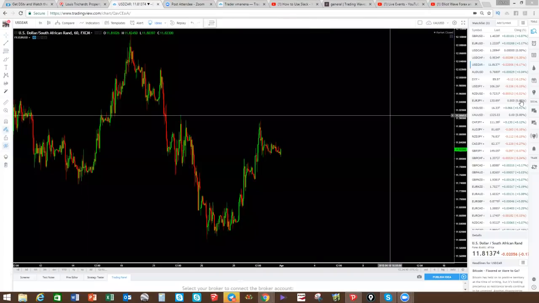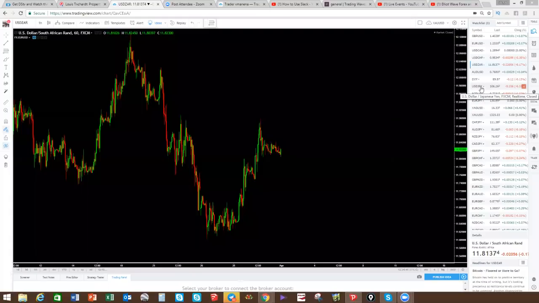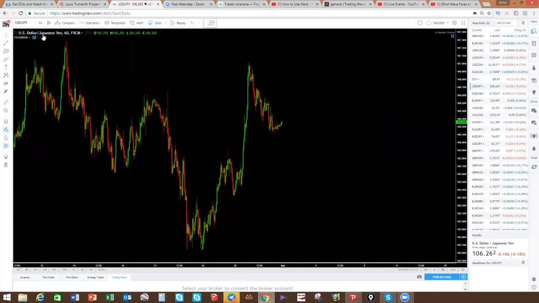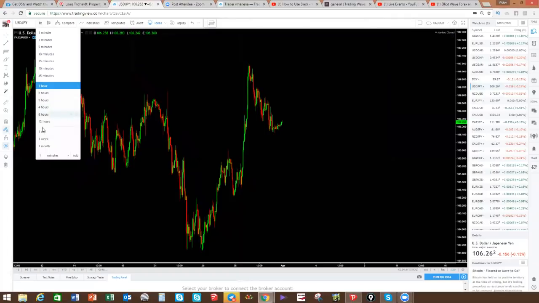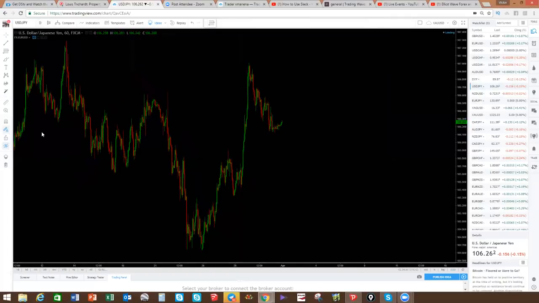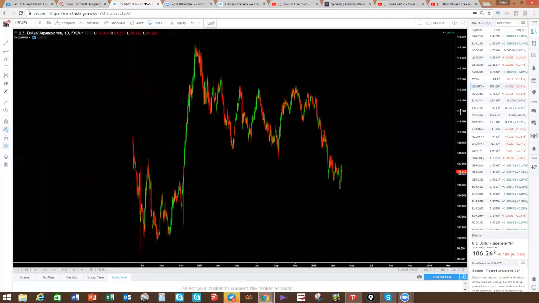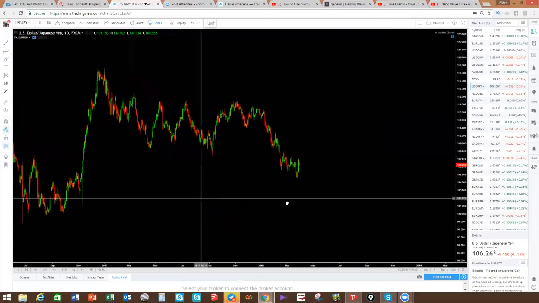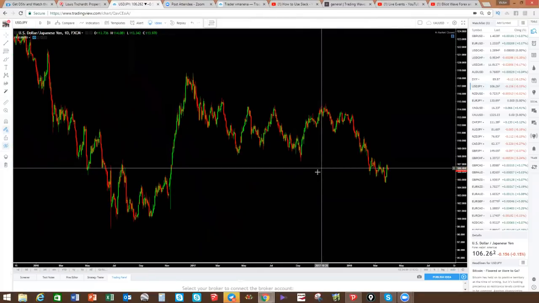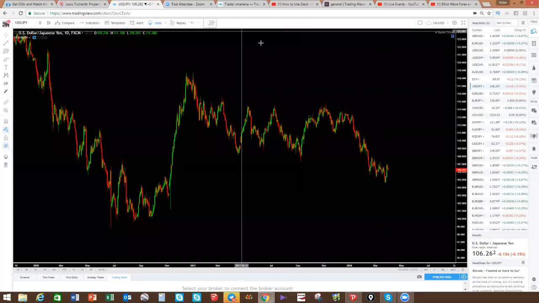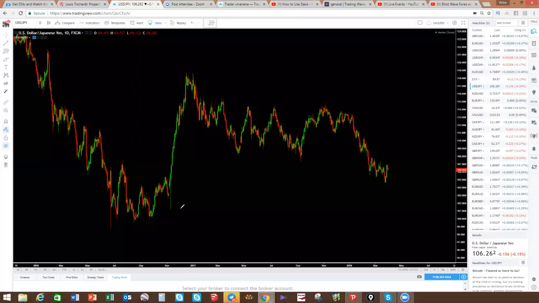So US dollar ZAR, US dollar JPY. Now we're doing the yen pairs. US dollar JPY, very interesting pair. Let's go to the higher time frame and show you the chart that I've been showing for the last 10 months or so. I've been showing the very same thing for 10 months every single week.